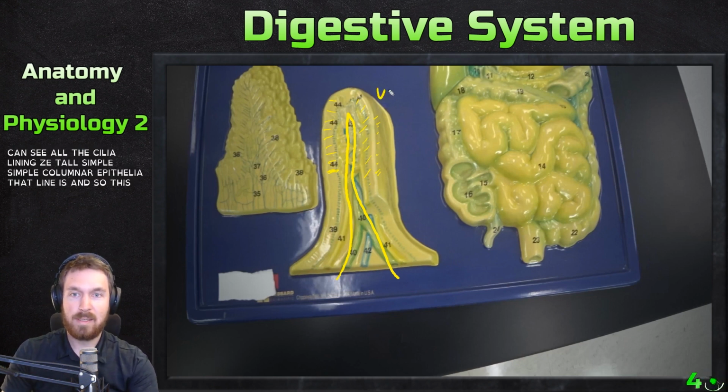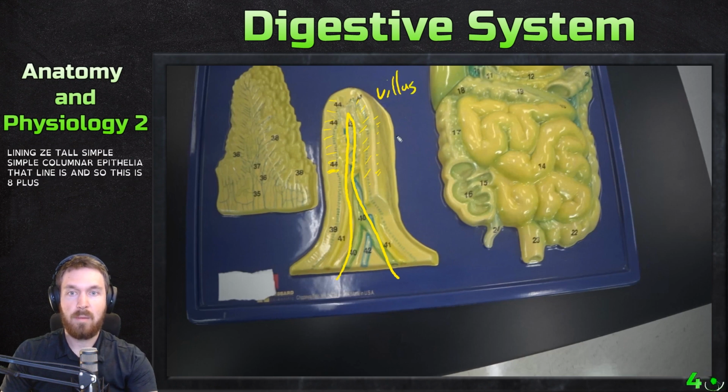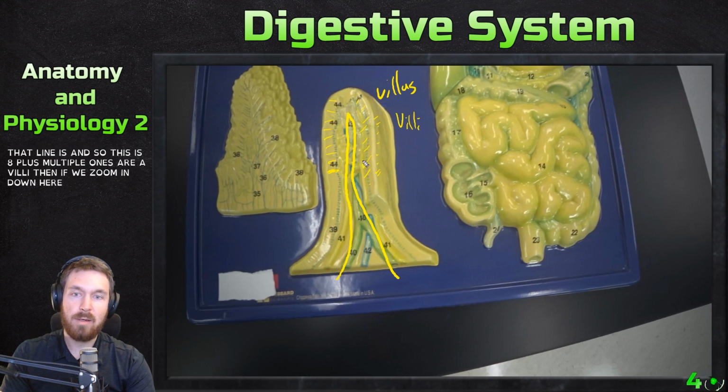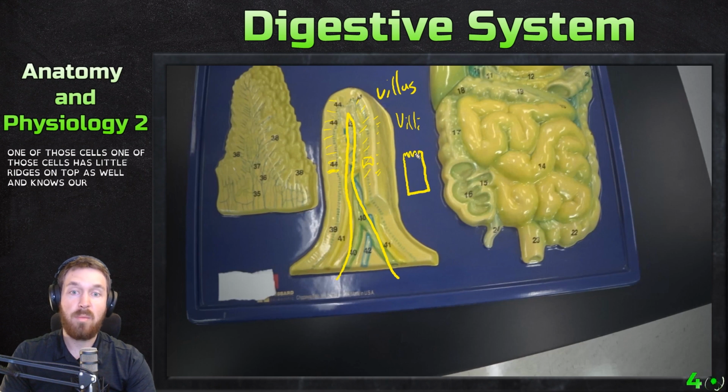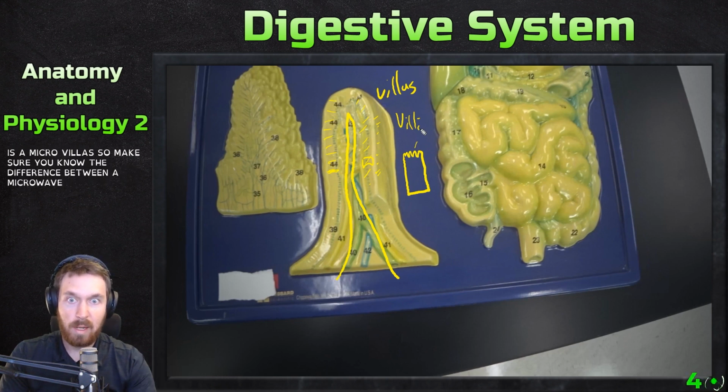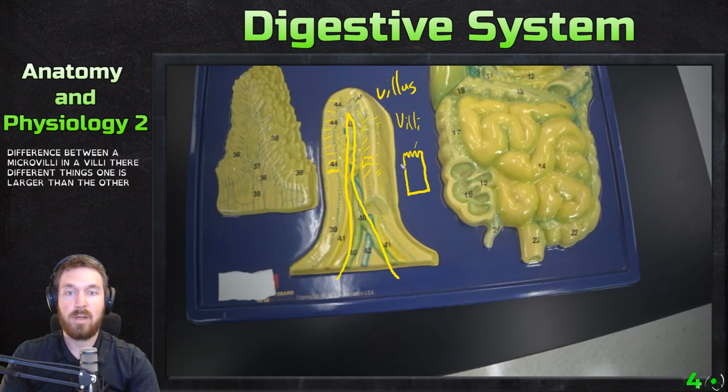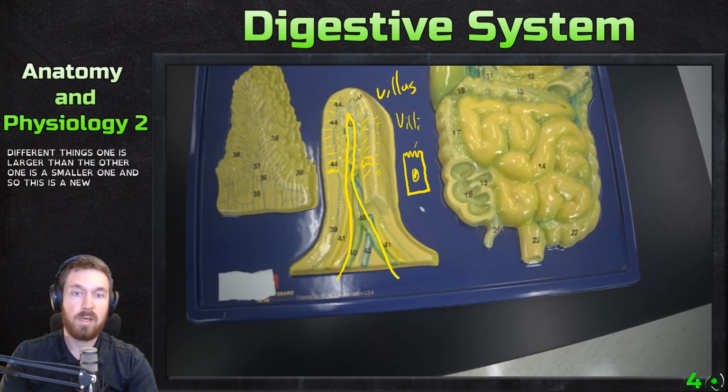And so this is a villus. Multiple ones are villi. Then if we zoom in down here and blow up one of those cells, it has little ridges on top as well, and those are microvilli, or one of them is a microvillus. So make sure you know the difference between microvilli and villi. They're different things. One is larger and the other is smaller. And this is the nucleus on top of one of those columnar cells.